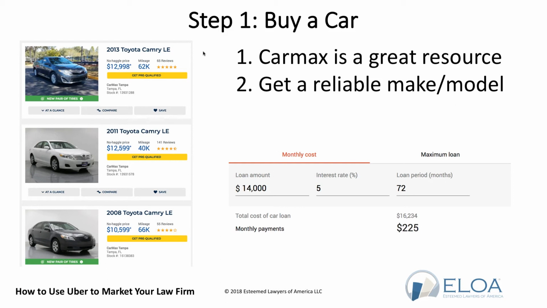But on the left here, I took a screen grab. You can get a 2013 Camry for $12,998 with 62,000 miles, a 2011 for $12,500 with 40,000 miles. I'd probably skip the 2008, so that's 10 years old right now. But as you can see, you've got a low mileage Camry, 40,000. And for a Toyota, look, you maintain a Toyota, it's going to last you forever. So that's why it's important for you to handle the maintenance and not put that on the driver. But bottom line is you can get a decent car for a decent price.